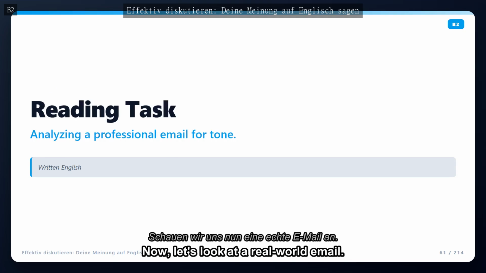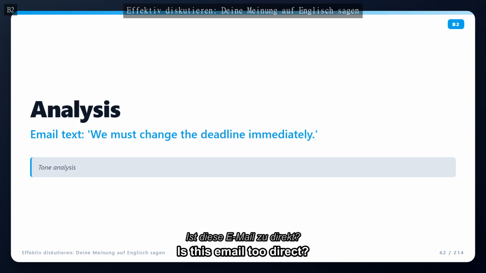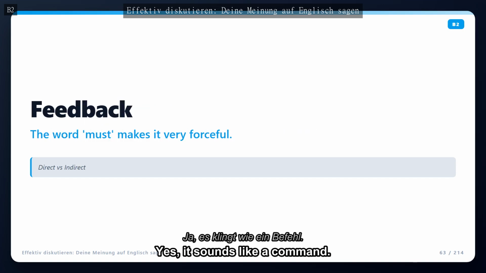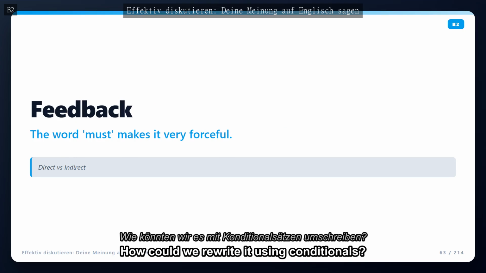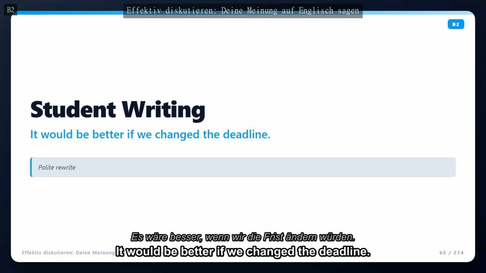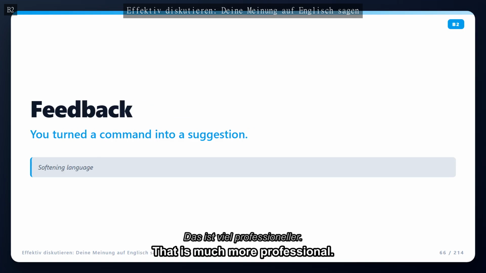Now, let's look at a real-world email. Is this email too direct? Yes, it sounds like a command. How could we rewrite it using conditionals? It would be better if we changed the deadline. That is much more professional.